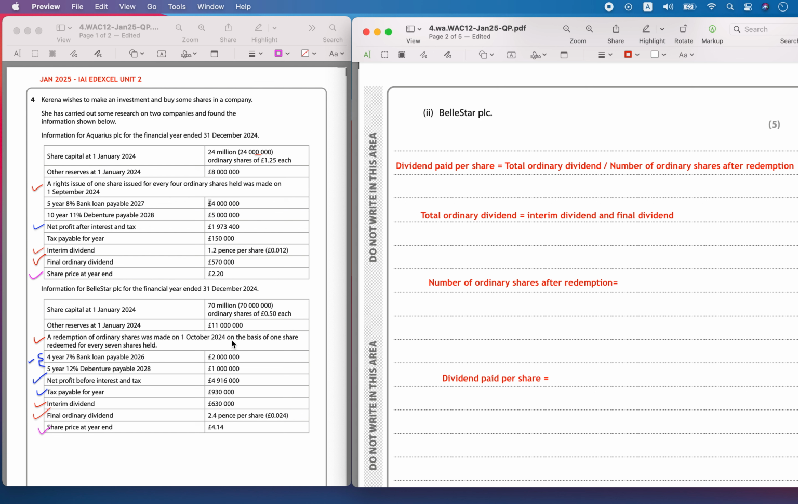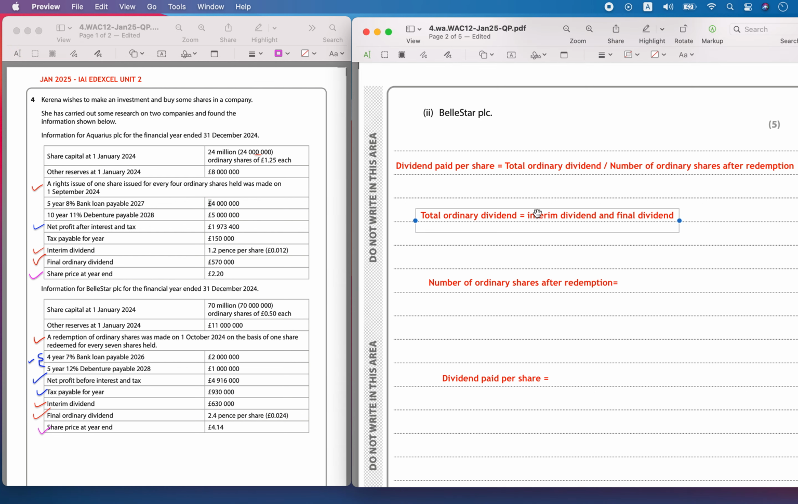So a redemption of ordinary shares was made on 1st October 2024 on the basis of 1 share redeemed for every 7 shares held. So this will make the company have a smaller number of shares. Issue is going to make more shares for the company. The number of shares is going to increase, whereas the number of shares after the redemption is going to decrease.